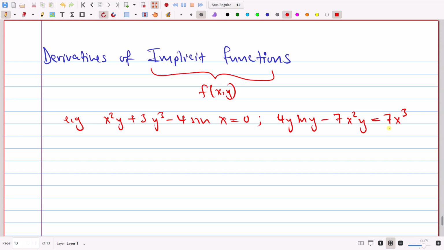So the question is, let's say now you're interested in finding what dy dx is, given an implicit function. How can you go about that? To learn how to find the derivative from an implicit function, we are going to look at the following examples.